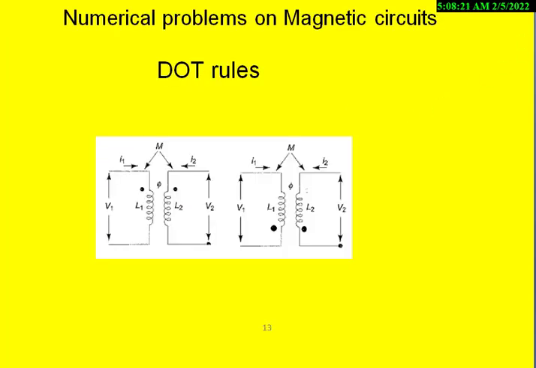So let me summarize the numerical problems on magnetic circuits. We have seen what the dot rules are, what self inductances are, what is meant by mutual inductance, and how to apply the dot rules for the given coupled circuits. So here we have chosen three coils with different configurations.